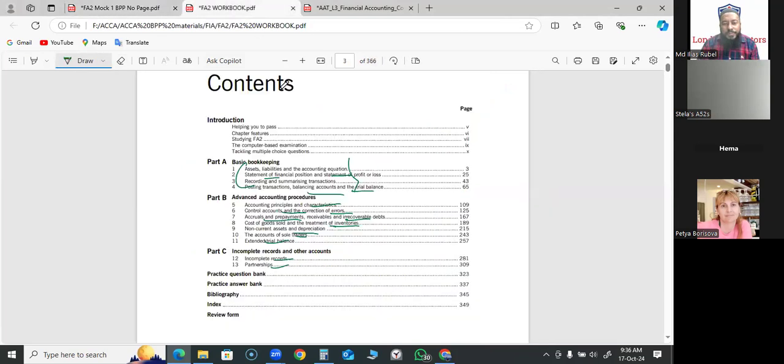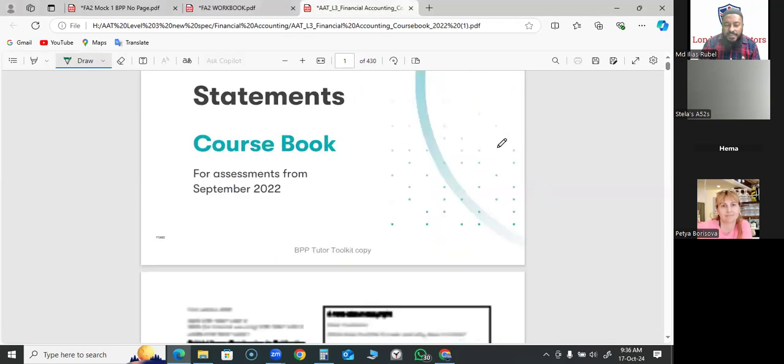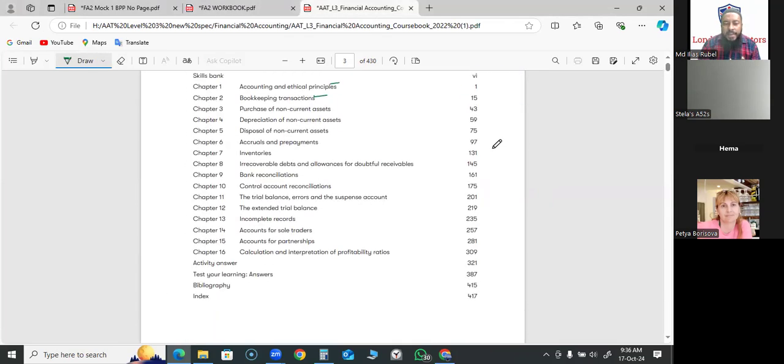I was showing you the ACCA syllabus. This is the ACCA syllabus, and this is the AAT syllabus because many students joined from AAT. Disposals, depreciations, non-current assets, accruals, inventories, irrecoverable debt. We're going to talk about all this today. Bank reconciliation, control account, trial balance, extended trial balance, a bit of incomplete records, sole trader, partnership. An absolutely similar syllabus.